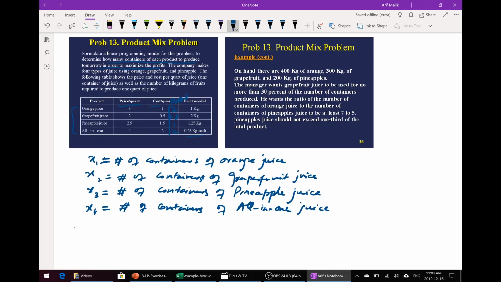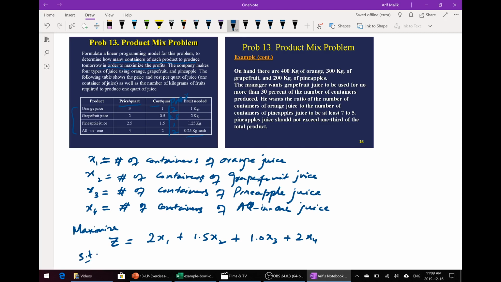And then the objective function is to maximize the profit. Maximize Z, that is equal to, and we have the profit for each container, so 2x1 plus 1.5x2 plus x3, or 1x3 if you like. No, sorry, this is 2.5 minus 1.5, so it is 1 here. 1x3 plus 2x4, subject to.